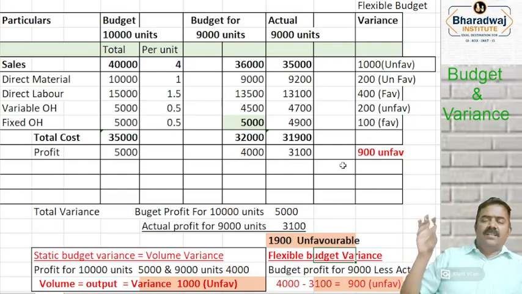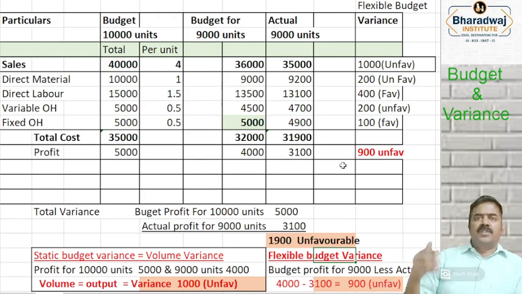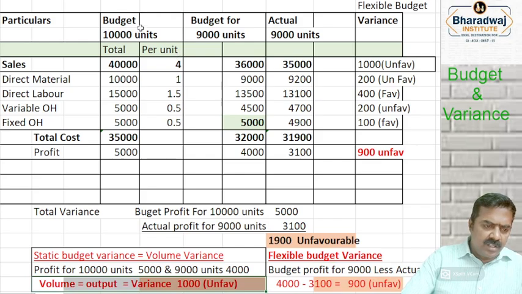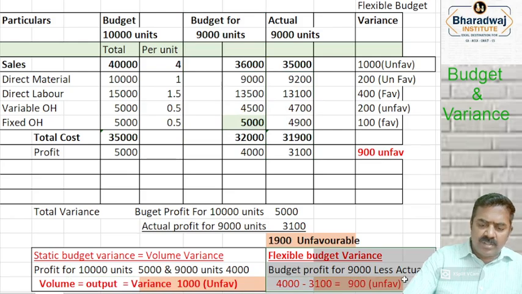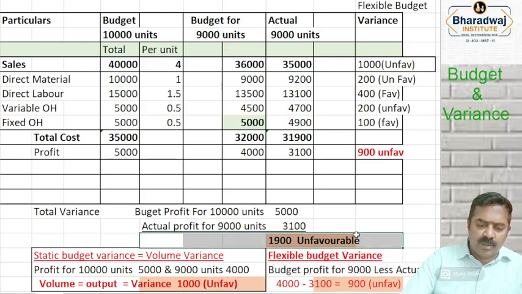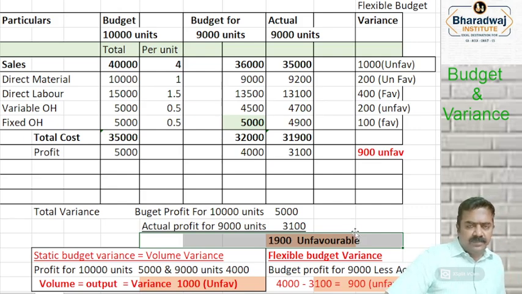There is a budget, there is an actual, there is a variance, which we analyze and report to the top management. Here, since the output is less than the expected, there is a variance. Within the output, we have spent more or less for the given output, so there is a variance. So total variance is how much? 1,900 unfavorable.